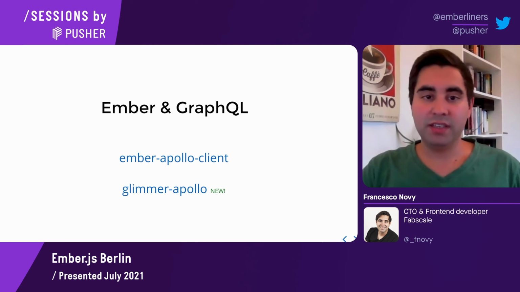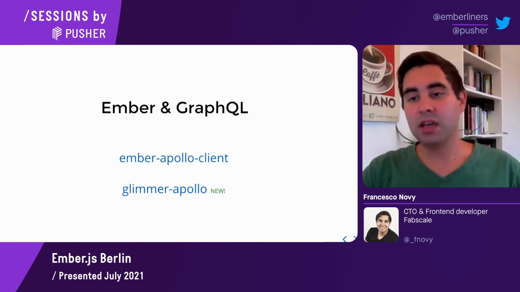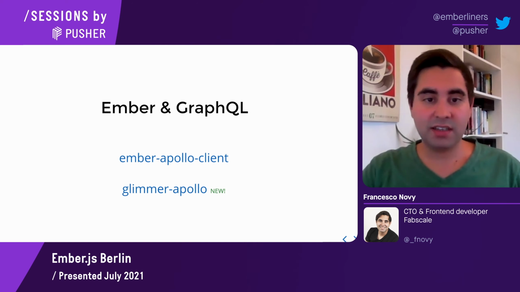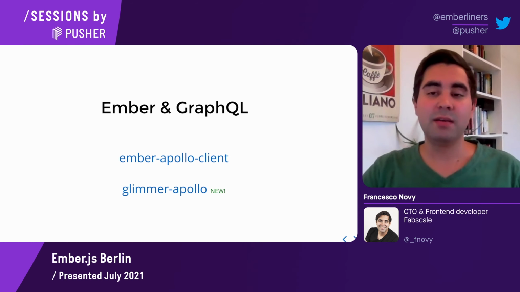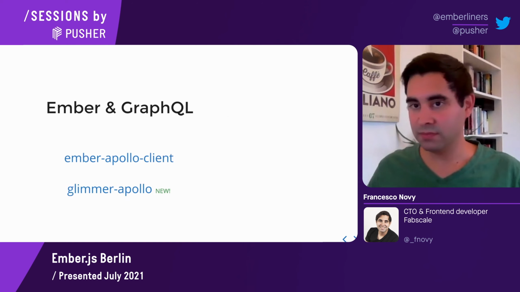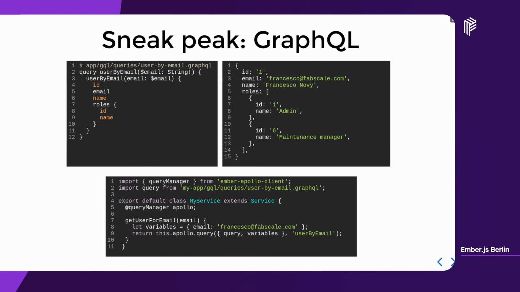For that, we use Ember Apollo Client, which has been around for some time and works quite well for us. I've seen quite recently that there is also a new add-on, Glimmer Apollo, which also looks very nice. I have not looked into it in detail, but generally what I will be showing you should not really be tied to Ember Apollo Client itself, but be more about conceptually how we handle things. So this talk is not really about GraphQL itself.